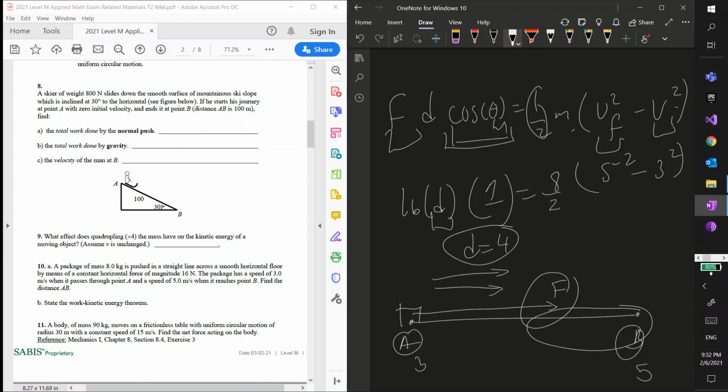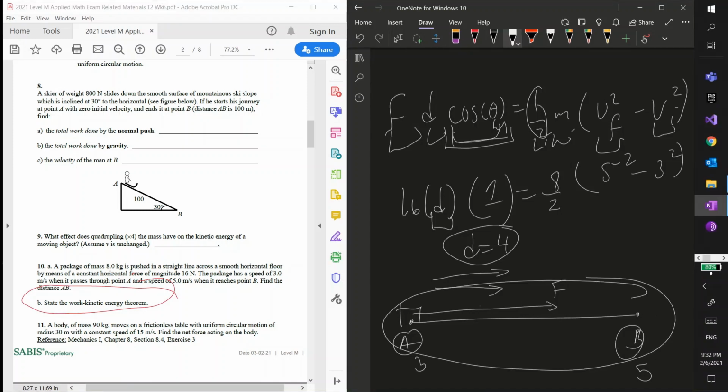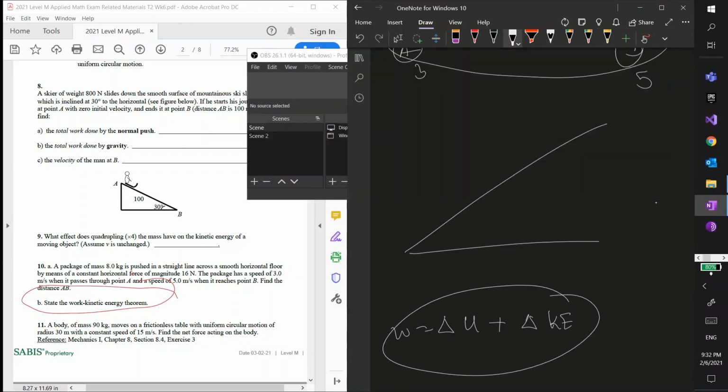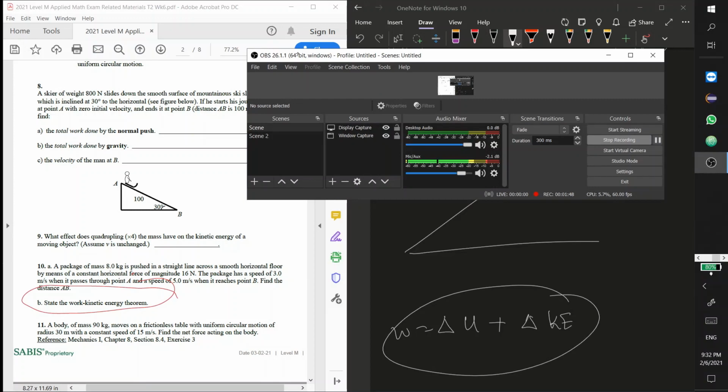Now this whole thing, F d cosine theta is equal to half m v final squared minus v initial squared, is called the work kinetic energy theorem. And it only works when you're moving on a horizontal floor. If you have an inclined floor, that's a different thing. You have to use the conservation of energy, which is change in potential plus change in kinetic energy, and this is equal to work, you know? So yeah, this is a different formula. We went through it in question 8, but we'll go through it later in like question 15, I think.